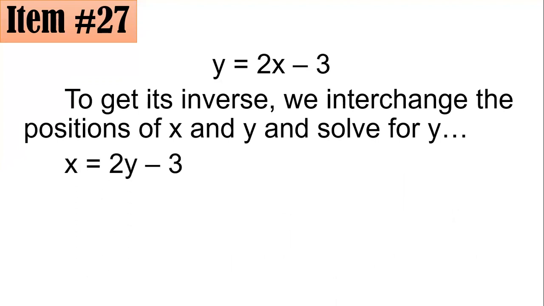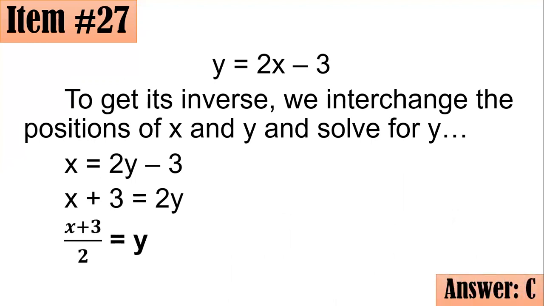So with this, the y becomes x, the x here becomes y. That's why I have x equals y minus 3. We will now solve for y. Adding both sides by 3, we have x plus 3 equals 2y. Dividing both sides by 2, we have x plus 3 all over 2 equals y. That is why the correct answer is letter C. 28.